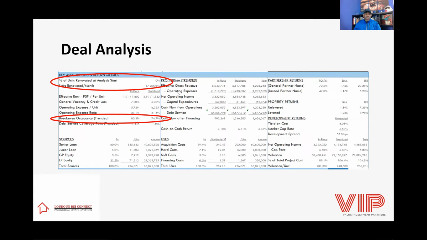Also, you're able to see in the new spreadsheet that we're using, what is your break-even occupancy and how is that going to trend, right? Because you also have up here how many units you're going to renovate per month and the percentage renovated at analysis start. Sometimes when you're purchasing an asset, the operators will have already performed a certain number of renovations, 10, 15, 20%. They have proven the business model, saying that if you renovate these units, these are the rent premiums you'll be able to get, right? So I like those deals where they started but didn't finish, so there's a little more meat on the bone, and you can come in and continue with those renovations and increase the rents just a little bit more.